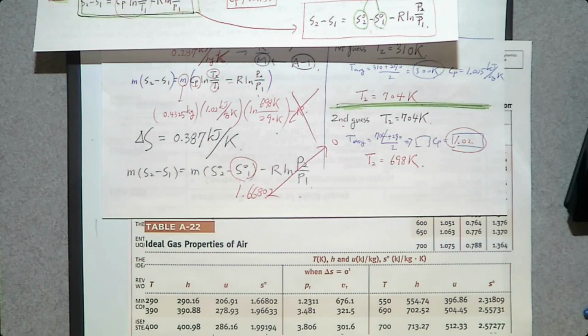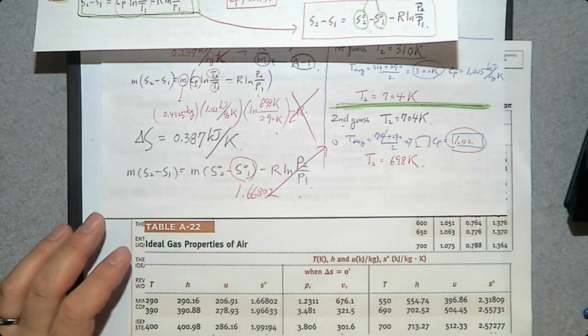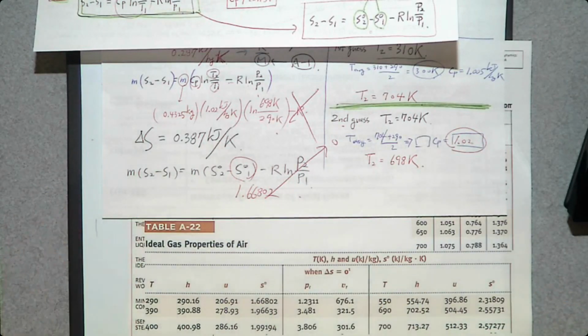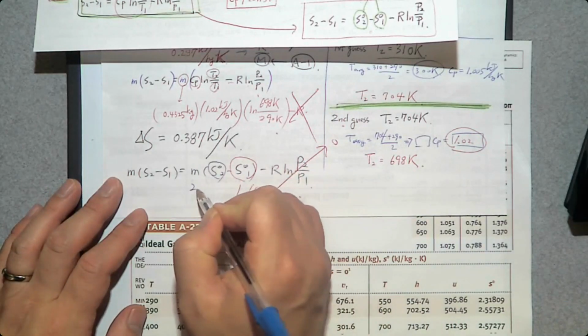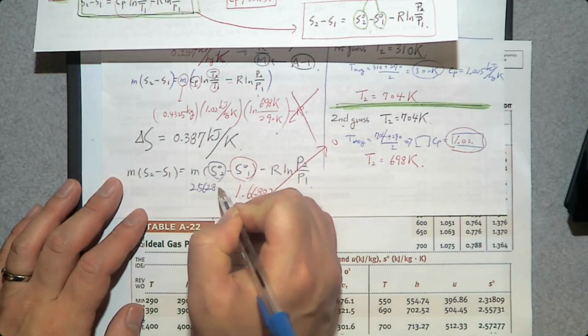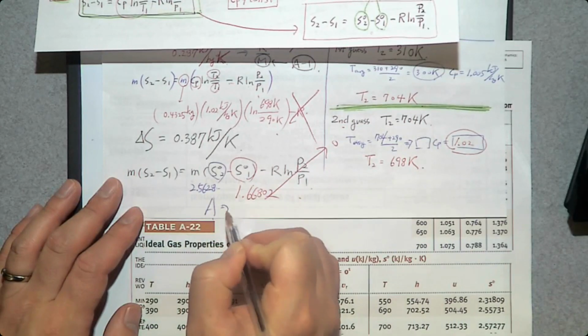698 is between these two numbers, so s degree is going to be between these two numbers. How to determine the exact value? By using linear interpolation. So if you do, we get 2.5628. So these two are from table A22.